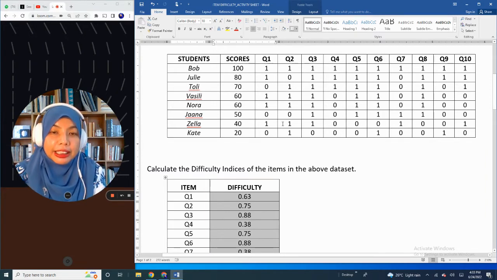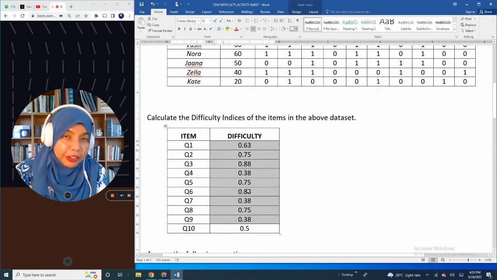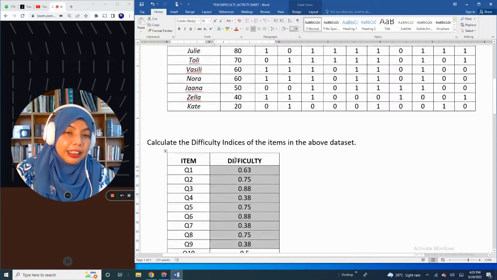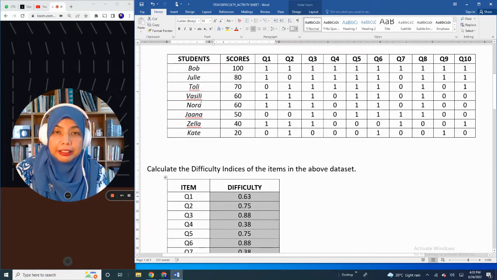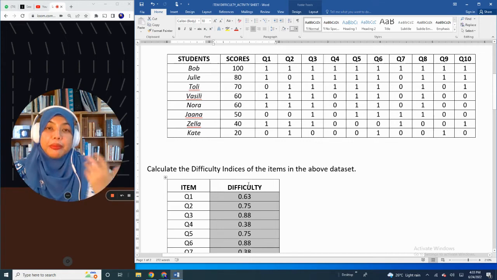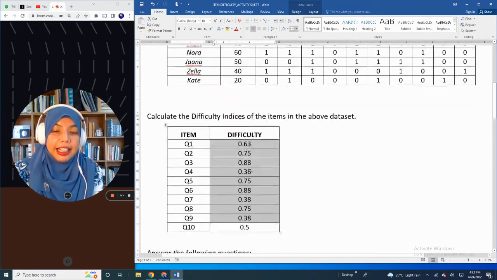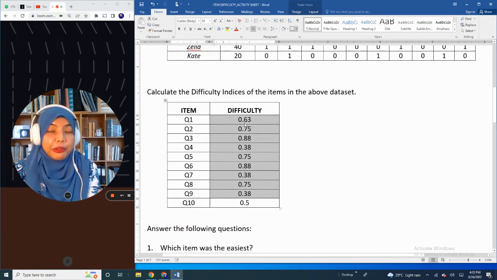With regard to this data set, we only have 8 students. So our calculation for item difficulty is based on only 8 responses. So for your test administration, if you are able to get a large number of test takers sitting for your test, for example, 30 students, then you will have more wide-ranging item difficulty indices.